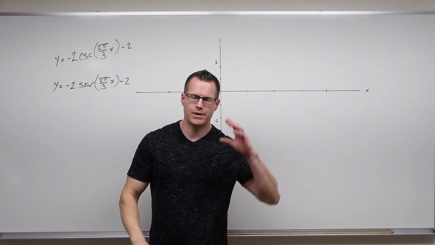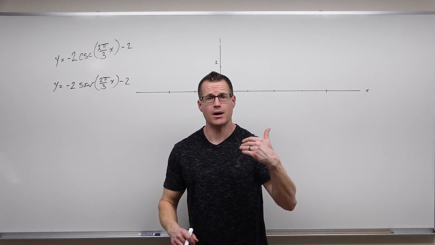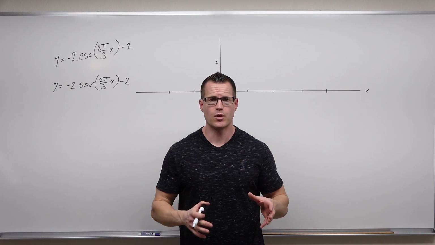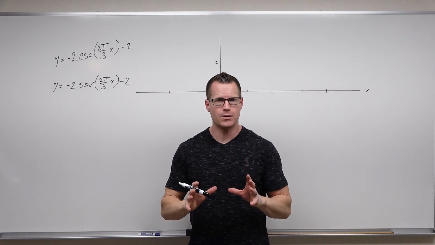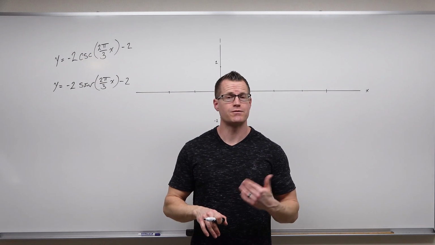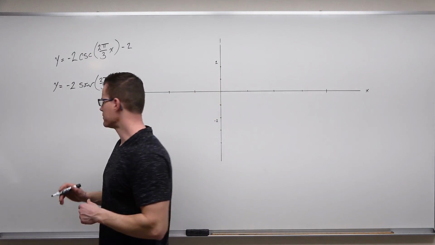Now, with that shift in my head of, okay, I'm dealing with sine now, I'm going to go through the entire process with sine and just draw cosecant above and below it. Not a big deal. So this has a vertical shift of down 2. I'm going to write that. I'm going to show that.